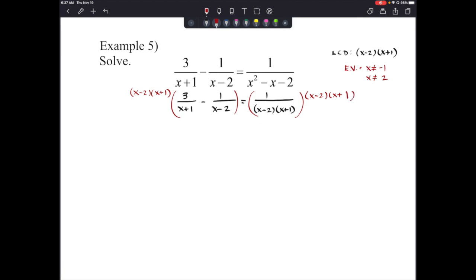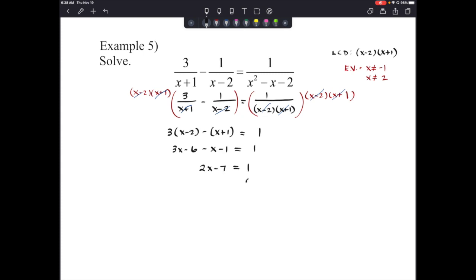So when we do this here, I'm going to have a 3 times the quantity of x minus 2, right, because our x plus 1's canceled. And then in the second term there, our x minus 2's are going to cancel, and we're going to have minus the quantity of x plus 1. And then the second one there, both are going to cancel, leaving us with just 1. And then just go ahead and simplify: 3x minus 6 minus an x minus a 1 equals 1. This would be 2x minus 7 equals 1.